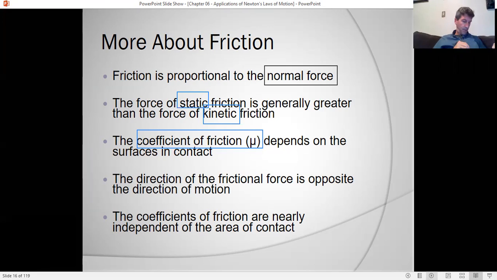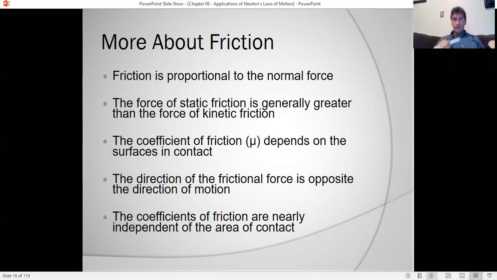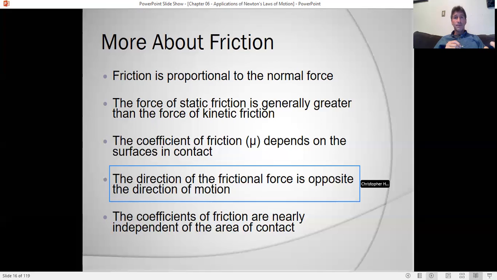Now, generally, our static friction is going to be greater than the kinetic friction, because with static friction, if the two surfaces are stationary, the molecules in each surface are able to make better contact, are able to adhere to one another much better than if they're simply sliding past one another. Again, friction is a force opposed to motion. Okay, so whatever direction the object is going, friction is going to be in the opposite direction.